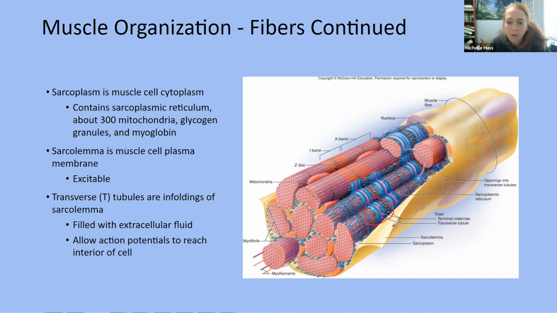This here is called a triad. So a triad has T-tubules. Remember, they're tunnels from the outside. It has a couple of T-tubules, and then in the middle of it, it has this thing called the terminal cisternae. Okay, that's in the pink or kind of purplish. That's called a triad.